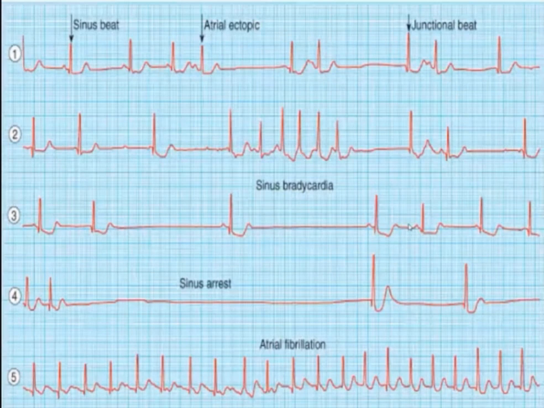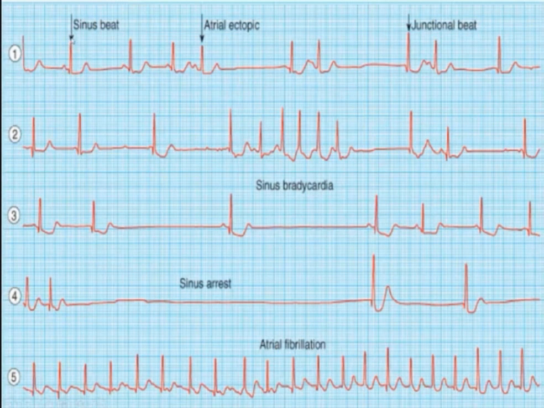This is an example of sick sinus disease. You can see here, this is a sinus beat, P wave, QRS, T wave. An ectopic here, there's a junctional beat here, junctional because it is not preceded by a P wave, okay? This is a sinus bradycardia. You can see here at this strip, the third strip, bradycardia. P wave is present, QRS is present, but the rate is very low, around 20 beats per minute.